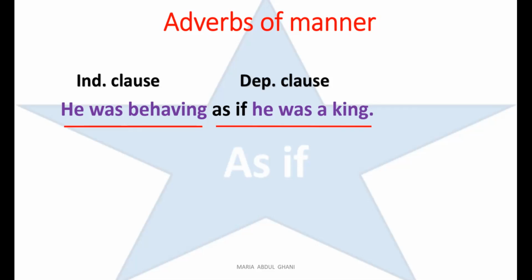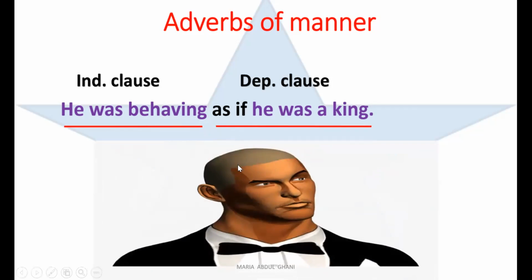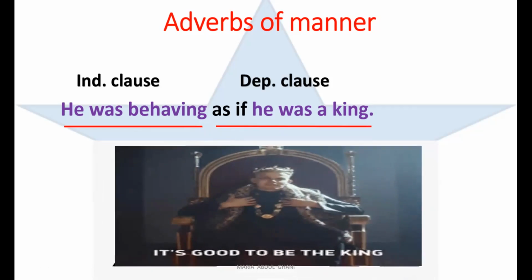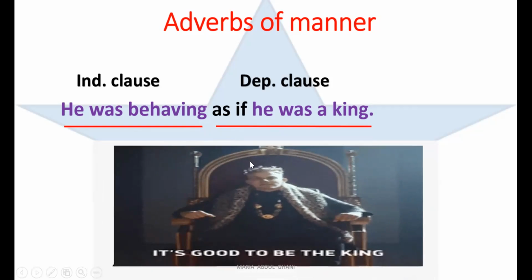Okay, fine. Let's see here. What does this mean? This person was behaving proudly. He was behaving maybe in a superior way to people, as if we are comparing this person as if he was a king. He was behaving as if he was a king. We are comparing this person to a king. This is the adverb of manner.